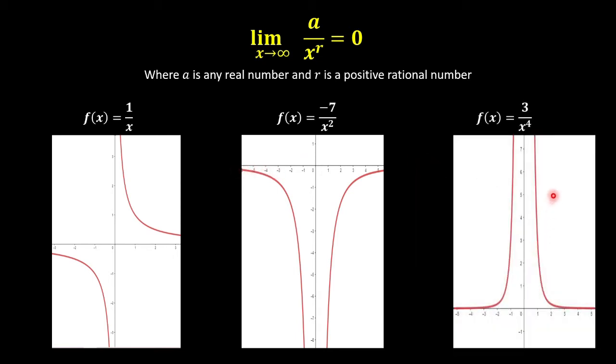This is the graph for 3 over x raised to 4. So same thing, as x increases without bound, the y value approaches 0. Same here, as x decreases without bound, the y value gets closer to 0.